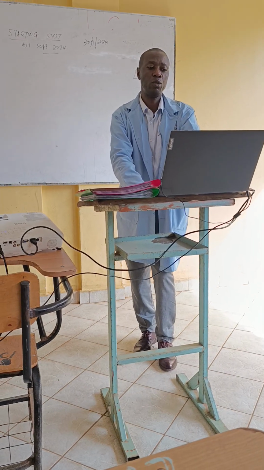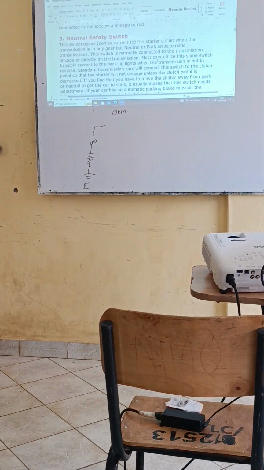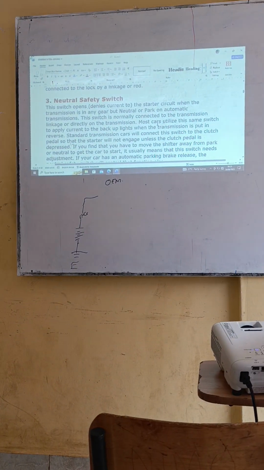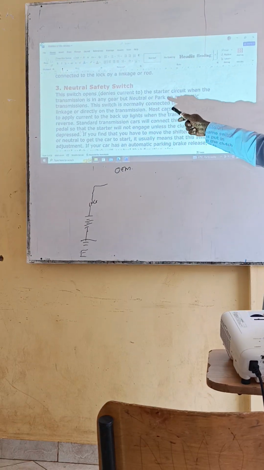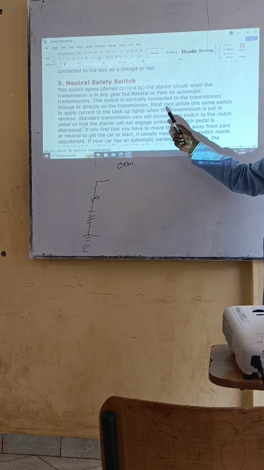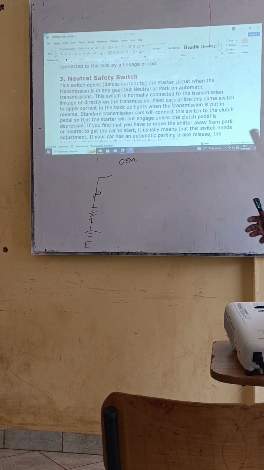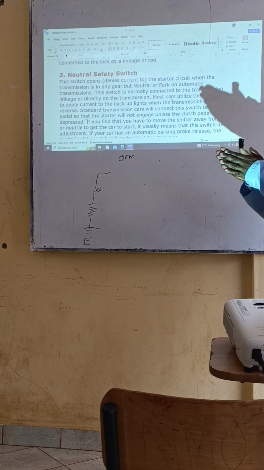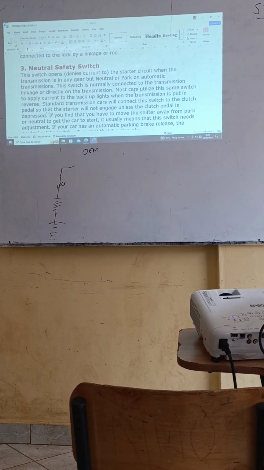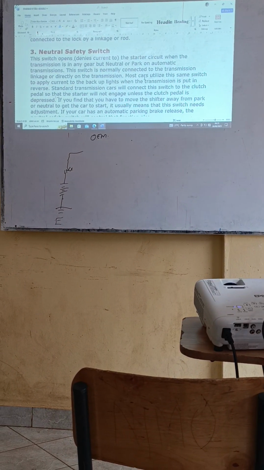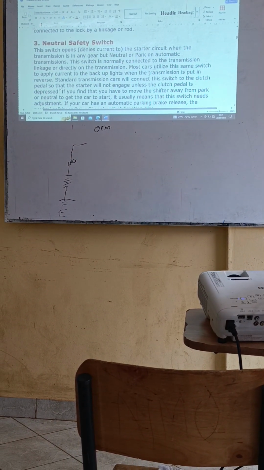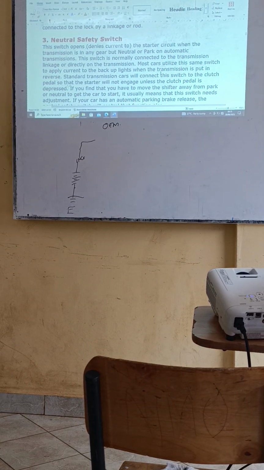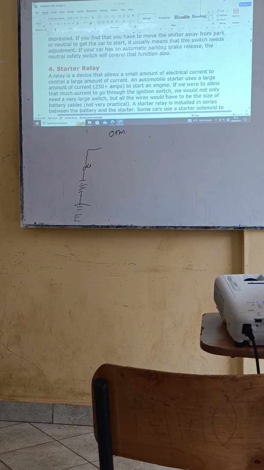Number 3 is the neutral safety switch, which opens the starter circuit when the transmission is in any gear but neutral or park on automatic transmissions. So sometimes it will not allow you to start the vehicle unless it is in neutral. This is purely a safety gadget that has been introduced. This switch is normally connected to the transmission linkage, or directly on the transmission system, that's the gearbox.